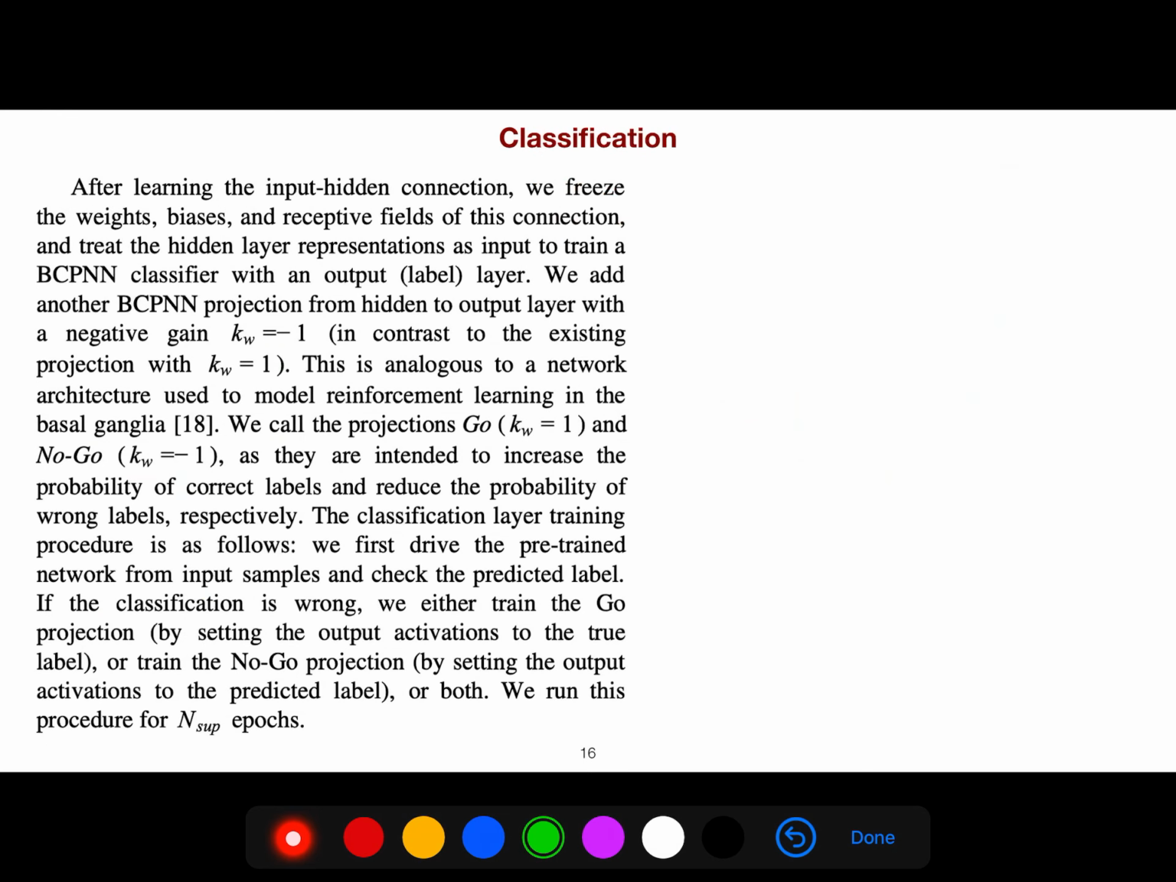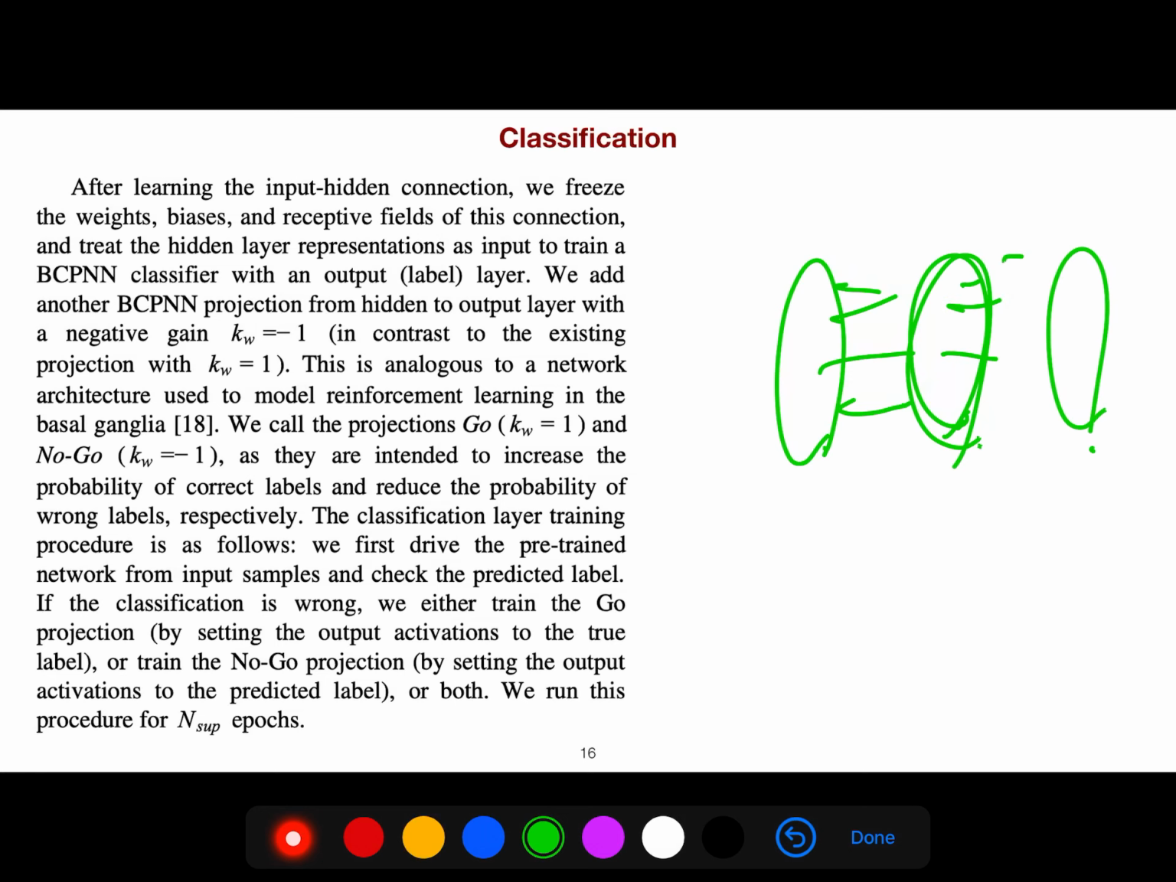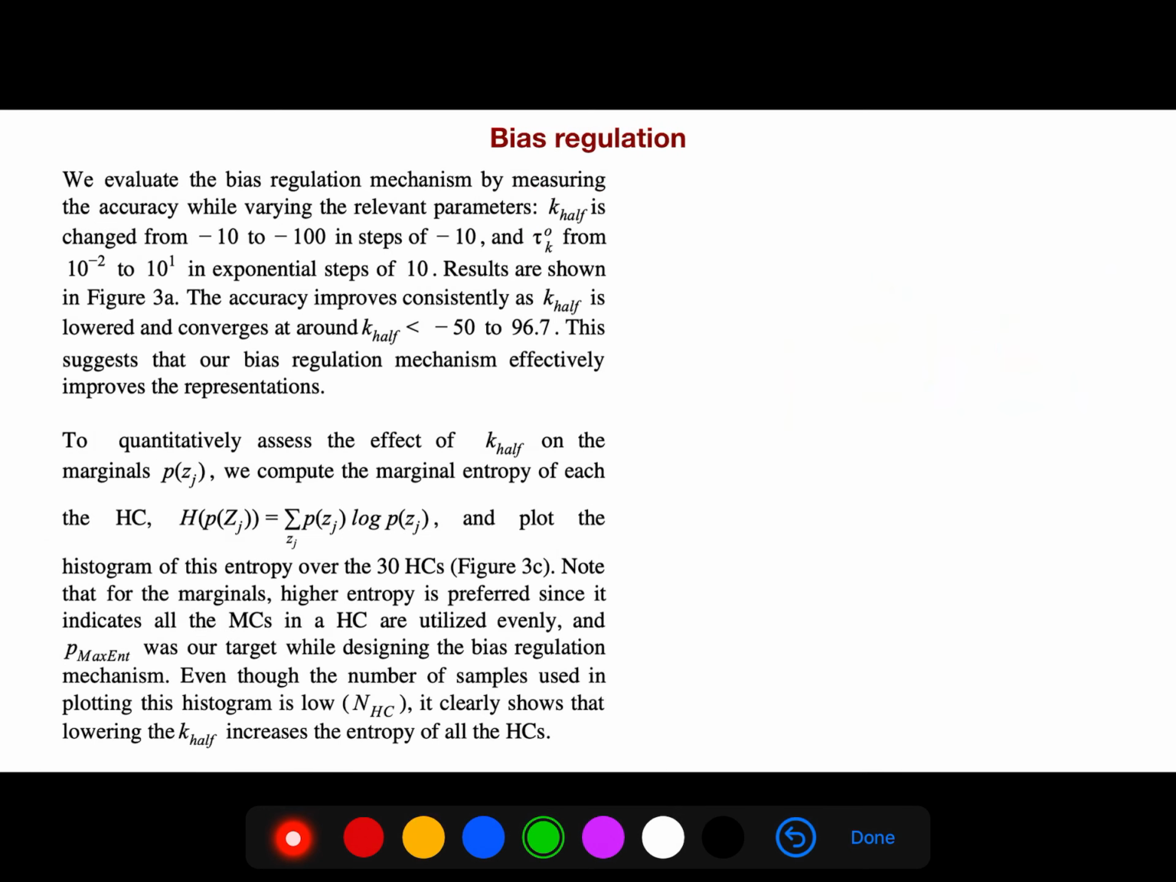For example, when you want to do classification, after layering the input, we freeze the weights, biases, and receptive fields, and treat the hidden layer as input. Again, hidden becomes input, and you go to the next layer. Then we freeze it, this becomes input, you go to the next layer. It's very similar to the idea of deep belief networks. So they are not new, but they are formed in a different framework.